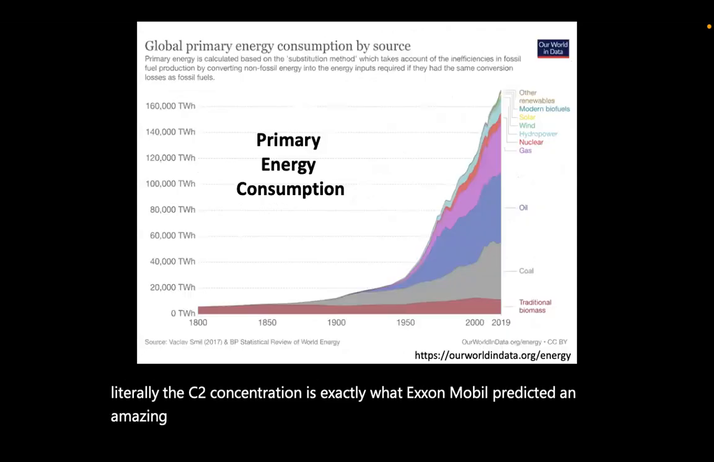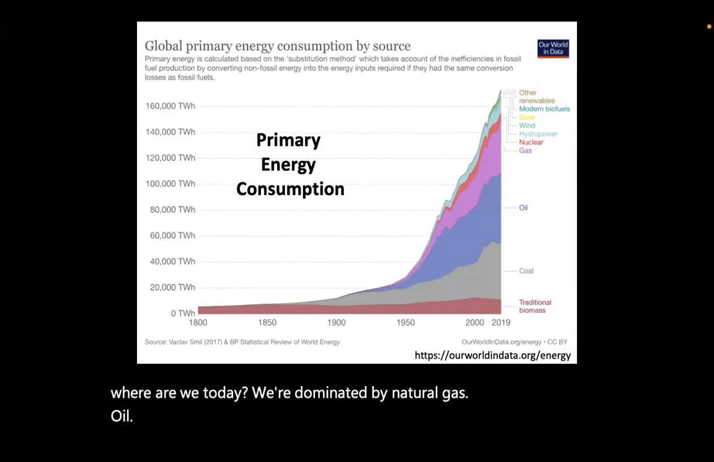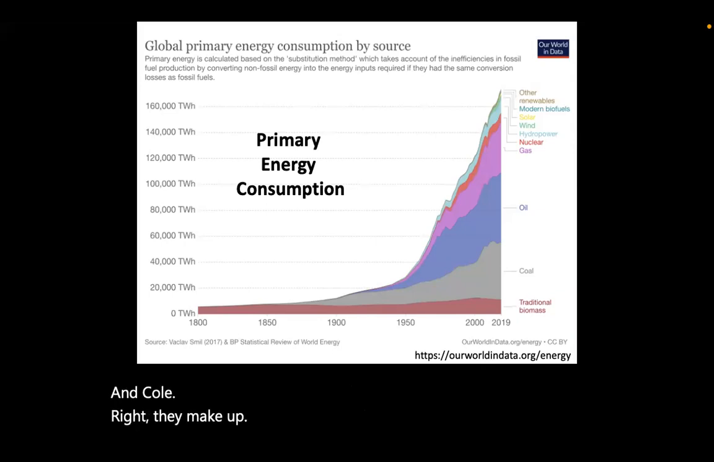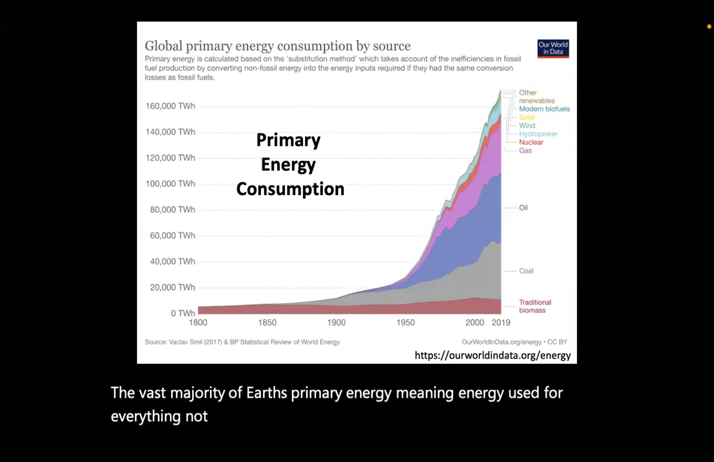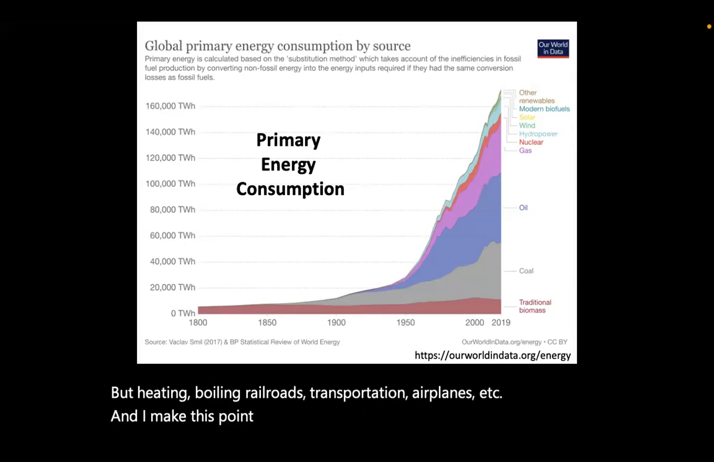Funny how facts work. So when we look at primary energy consumption, where are we today? We're dominated by natural gas, oil, and coal. They make up the vast majority of Earth's primary energy, meaning energy used for everything, not just electrification, but heating, boiling, railroads, transportation, airplanes, etc. And I make this point because a lot of people don't get that.